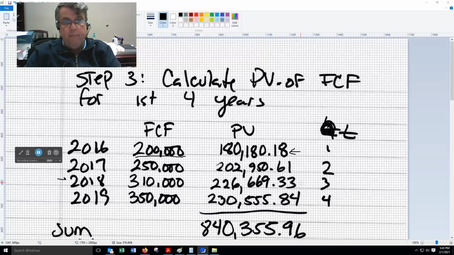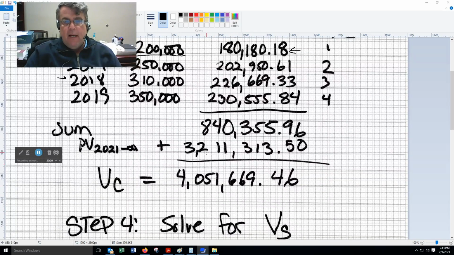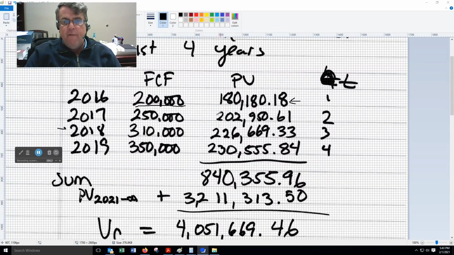So now I hit compute present value. And that'll give me $230,555.84. That's how much I'd be willing to pay for those free cash flows now. These are all present values. I can add them. And I'm going to come up with, I'll leave that so you can do it on your own, $840,355.96. That's the present value of the first 4 years free cash flows.